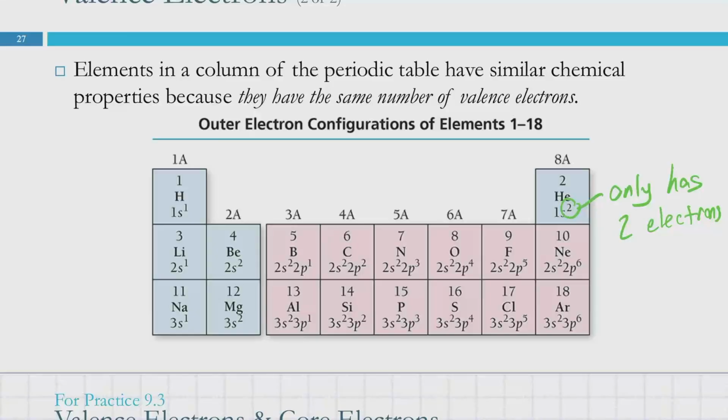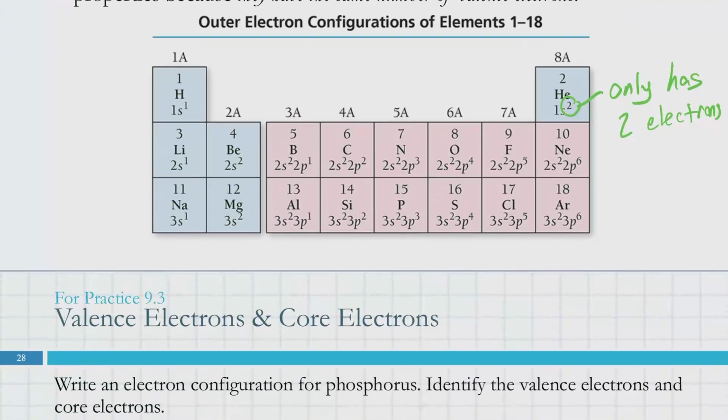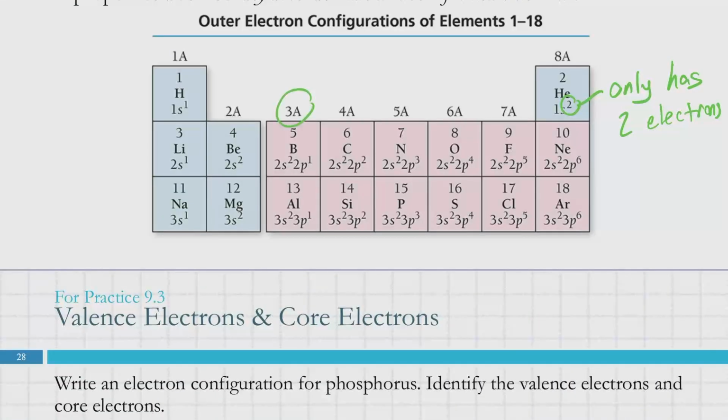But generally, for our main group elements, so if we exclude our transition metal elements that would show up here, when we're in a column, they're going to have the same number of valence electrons all the way down. So we can just memorize them or use this A designation, and that tells us how many valence electrons we have.